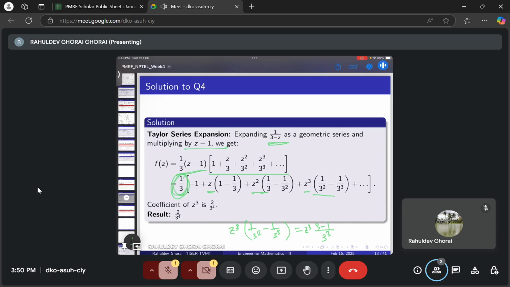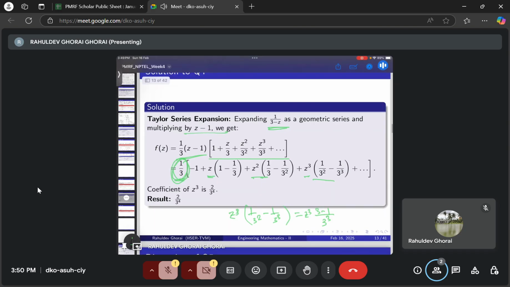So this type of mistake can happen. So this 1 over 3 we will not forget to multiply in the exam. So that is z cube times 2 over 3 to the power 3, and you take 1 over 3 also, you just multiply, that will give you 2 over 3 to the power 4.